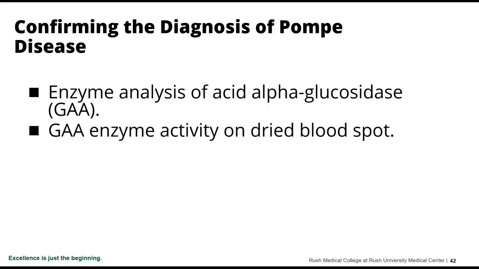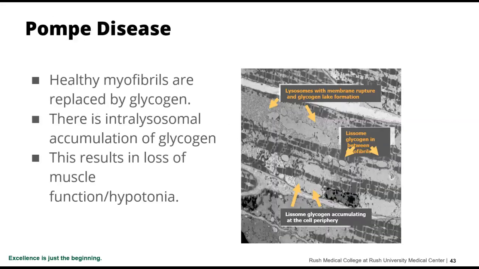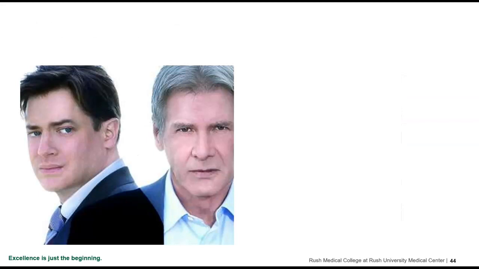This enzyme can be measured on a dried blood spot, and we now in Illinois actually test for all the lysosomal storage diseases, but I will never ask you, nor will the boards, about what's on a newborn screen because every state tests for different things. But one of the major problems in the heart is that healthy myofibrils are replaced with glycogen. You can see this glycogen in between the myofibrils, and this results in the low muscle tone and probably also results in the abnormality in the electrical system of the heart.